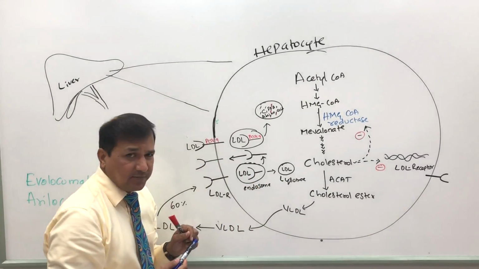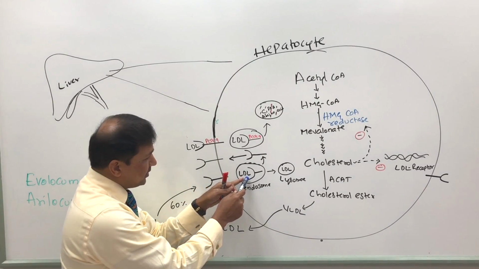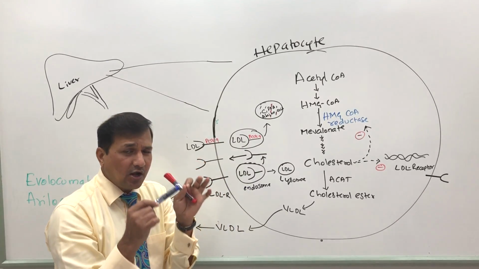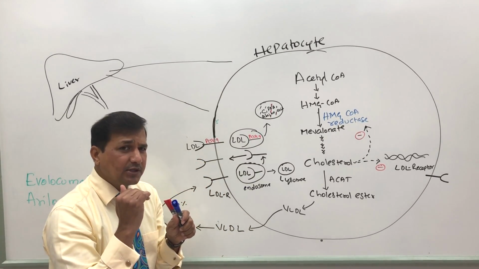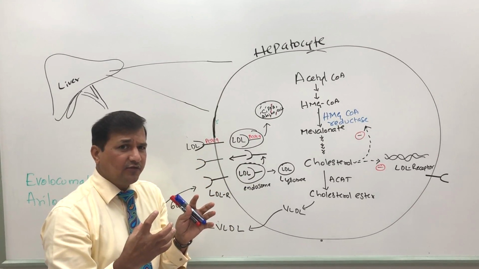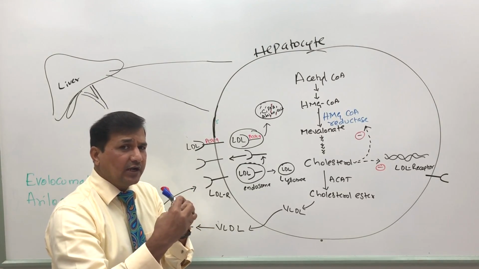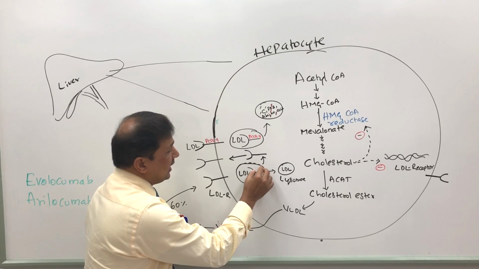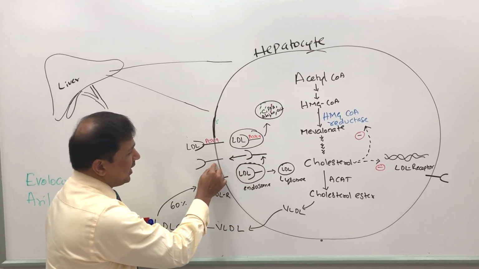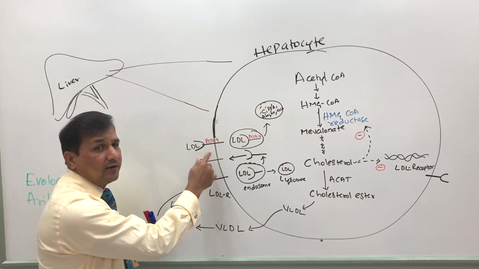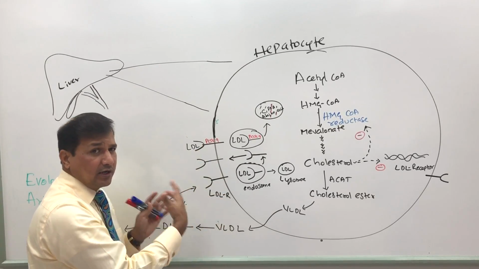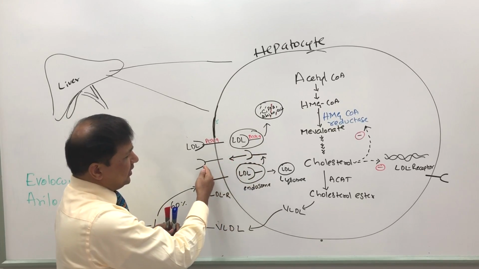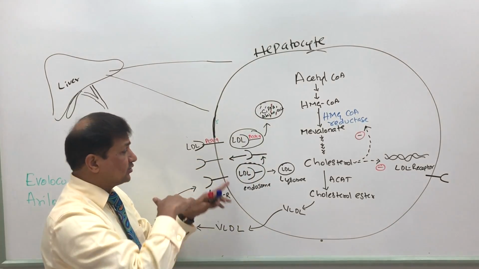Now what happens to the receptor? In the endosome there is a drop in pH, and because of this drop there is a change in the conformation of the interaction between the LDL receptor and LDL. Because of this change, the LDL receptor is circulated back to the surface of the hepatocyte membrane or any other cell. So there is a recycling of the LDL receptor; it comes back to the membrane again.